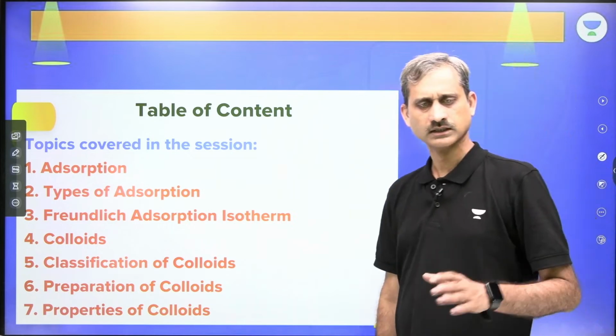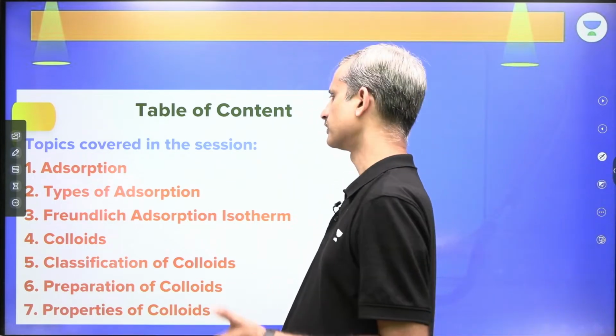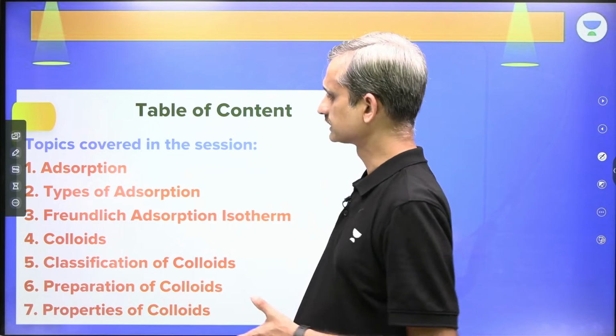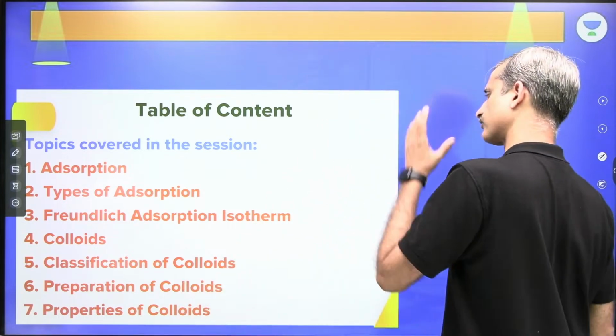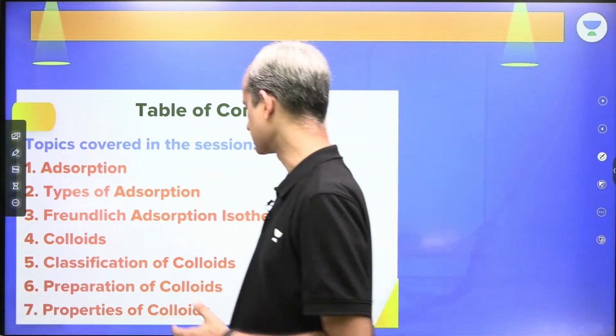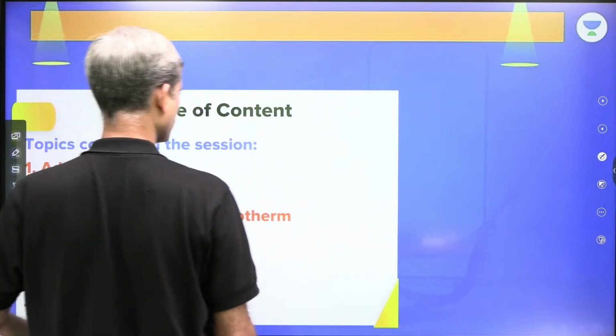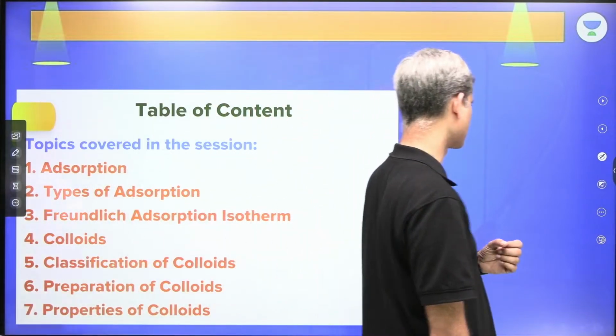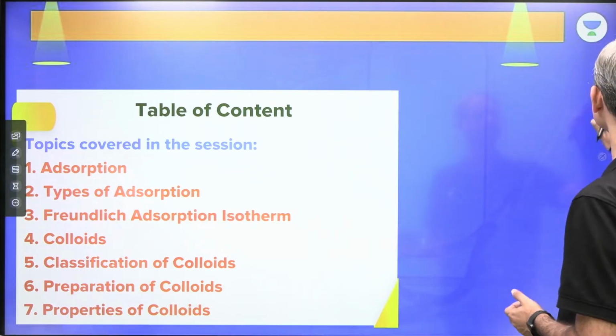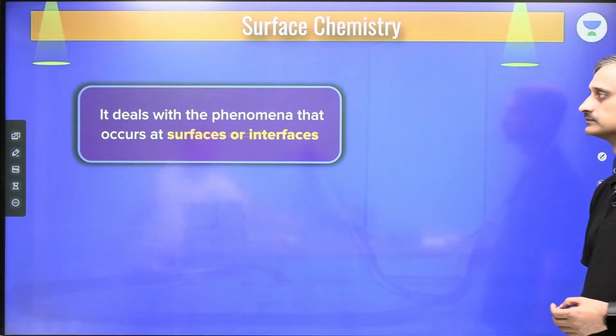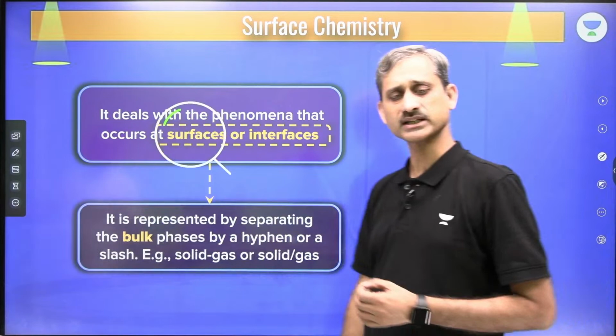So this is what we are going to do. We are going to talk about adsorption. We are going to talk about types of adsorption. We are going to talk about Freundlich adsorption isotherm, the colloids, the classification of colloids, preparation of colloids, properties of colloids, and even the catalysts. So that's what we are going to do in this particular chapter. So let's get along with surface chemistry.